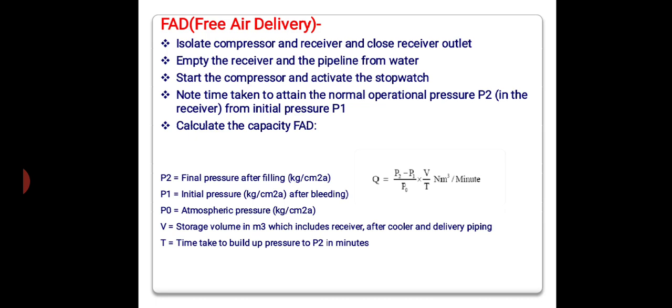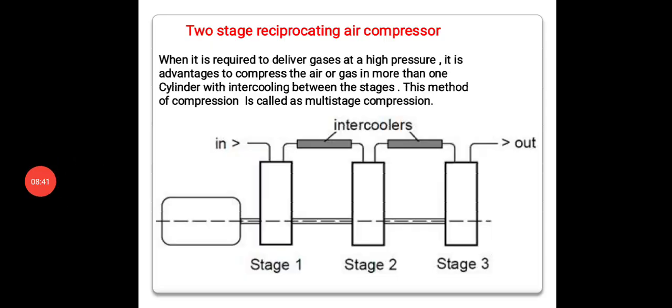Q is the capacity, or free air delivery, that is (P2 minus P1) upon P0, into V upon T, in Newton per meter cube per minute. In this way we can calculate the capacity of the compressor, or the free air delivery. So this is the experimental procedure to calculate the free air delivery or capacity of the compressor.